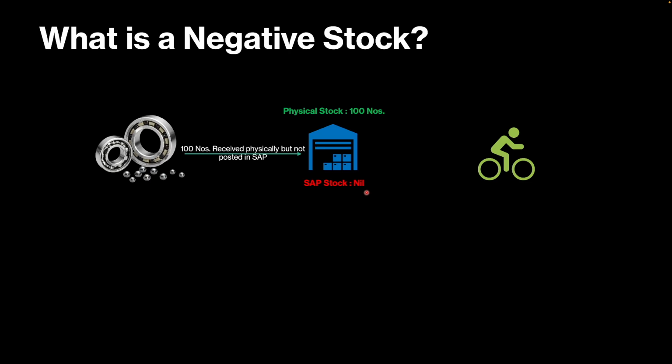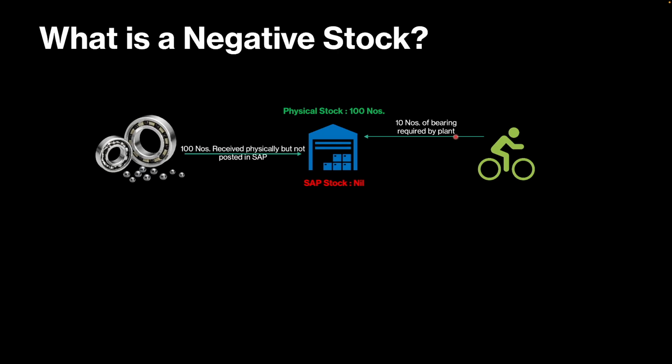Now, since these bearings are required on a regular basis, a requirement has come from your plant for 10 numbers of bearings. So what will you do now? You do not have any bearings in your stock in SAP, but you have these bearings physically available. Now in the standard system, SAP will not allow you to post a goods issue which is greater than the stock which is available in the system. That is, whatever quantity you have in your SAP system, you cannot post goods issue more than that quantity. But here what you can see is we have SAP stock as nil, but our plant requires 10 numbers of bearings and we must issue these bearings to keep our production running. So how can we address this issue?